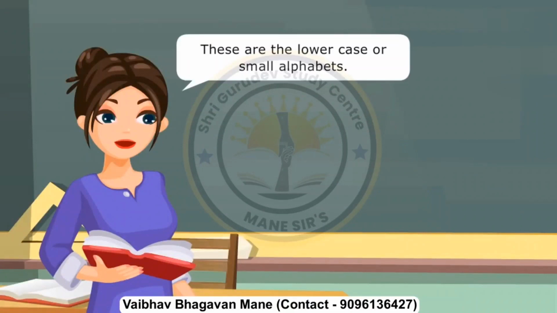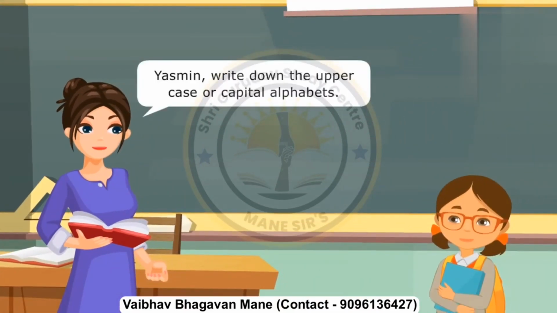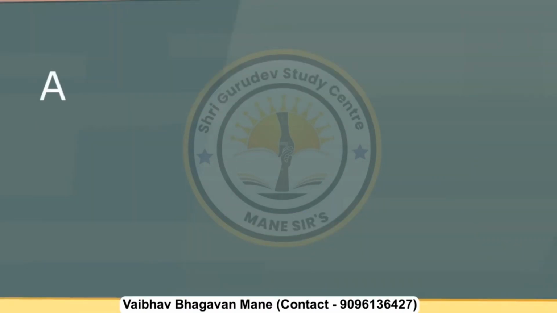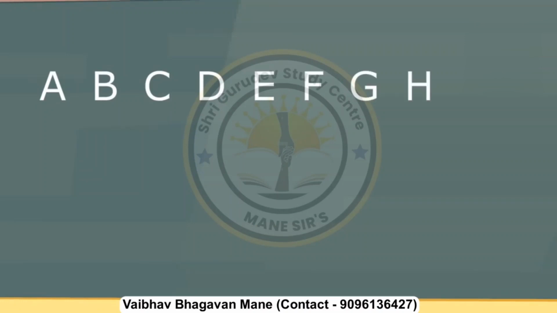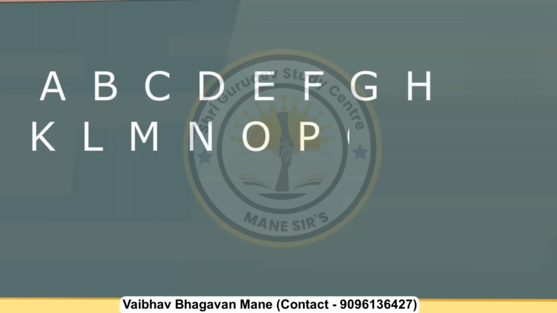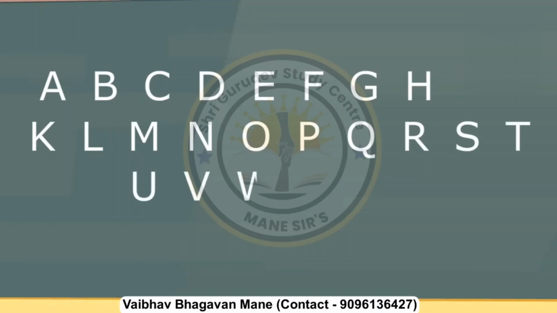These are the lowercase or small alphabets. Yasmin, write down the uppercase or capital alphabets. A, B, C, D, E, F, G, H, I, J, K, L, M, N, O, P, Q, R, S, T, U, V, W, X, Y, Z.